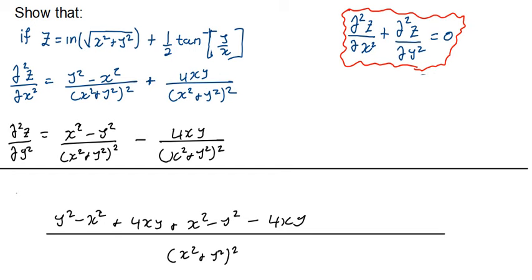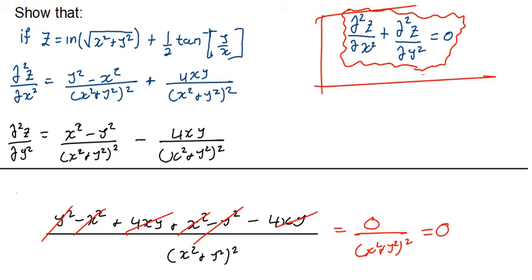So what you observe is that this will go, that will go, the x will go, and this x is gone. This one is gone, that one is also going to go. So you simply have your 0 divided by your x squared plus your y squared squared, giving you what? A 0, and this is what we had to show. And that's simply how you go about that one.